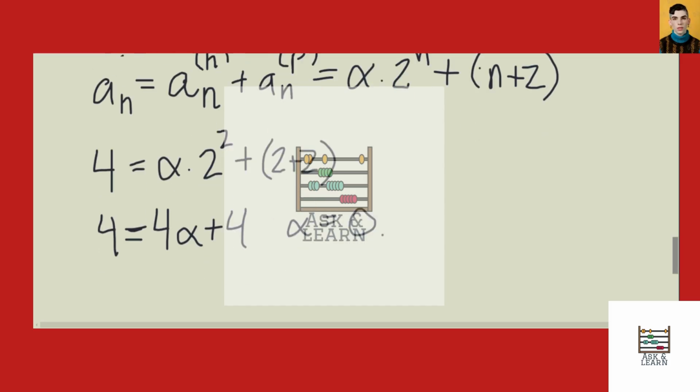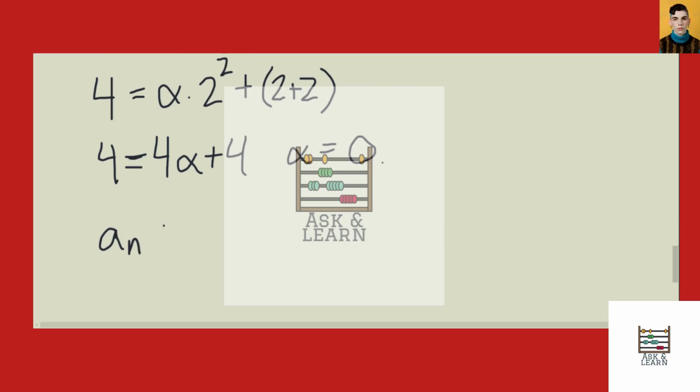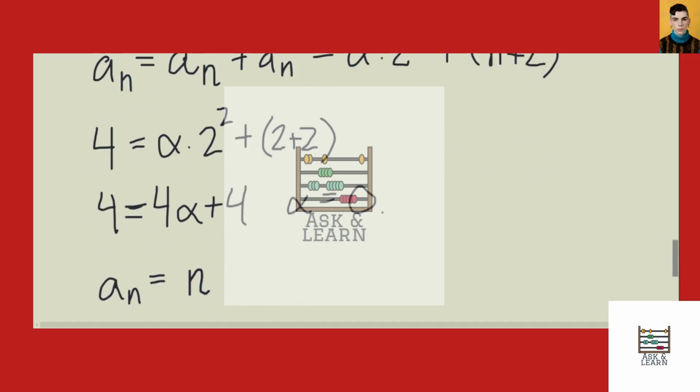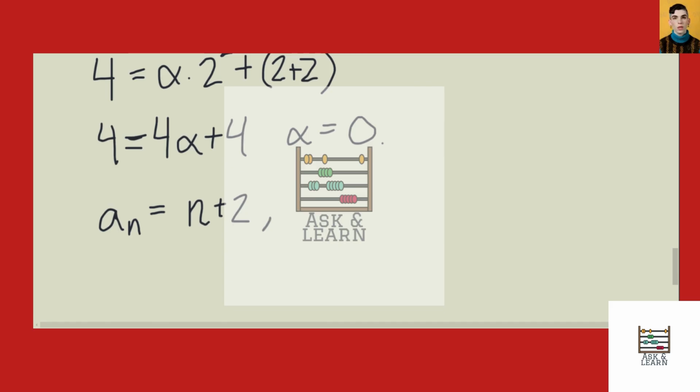And therefore we have that the solution to the non-homogeneous linear recurrence relation is simply n plus 2 for n greater than or equal to 2. And we have that if n is 1, we still have that a_1 is 2.